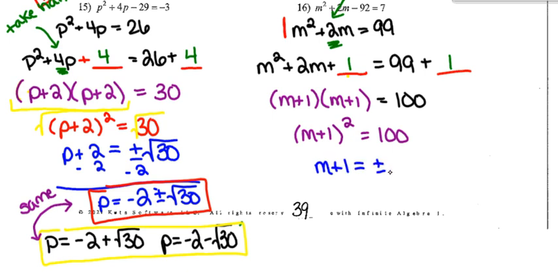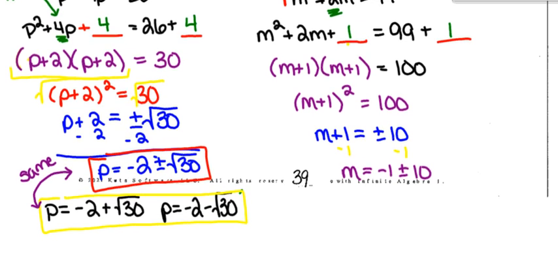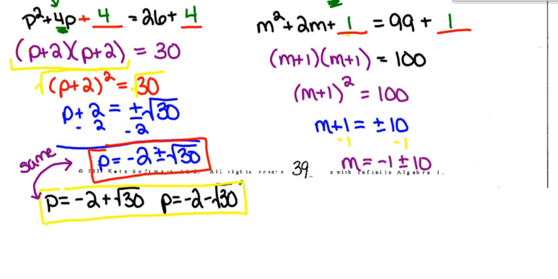Remembering that when I take the square root of that 100 on the right-hand side, I have to take both a positive and a negative square root. And this one is a little interesting because that 100 is a perfect square, so when I take its square root, I end up with 10. So now subtracting 1 from both sides of my equation leaves me with m equals negative 1 plus or minus 10. And I would not leave that as such in this case because it's not simplified.